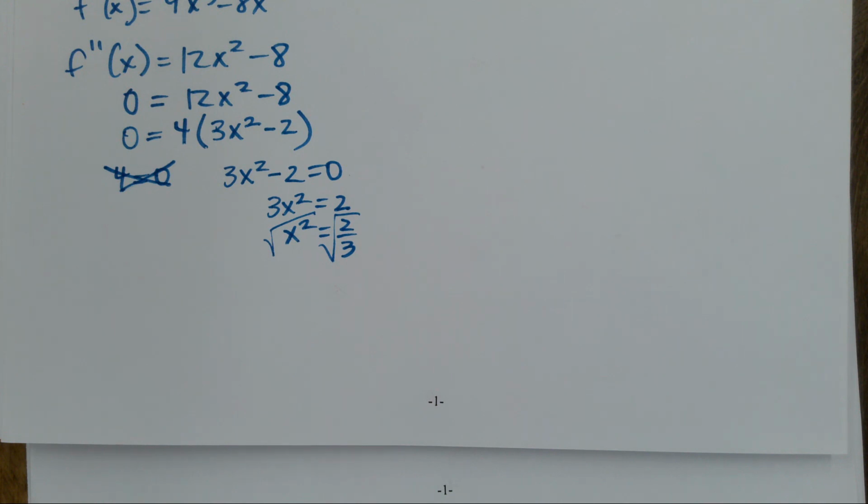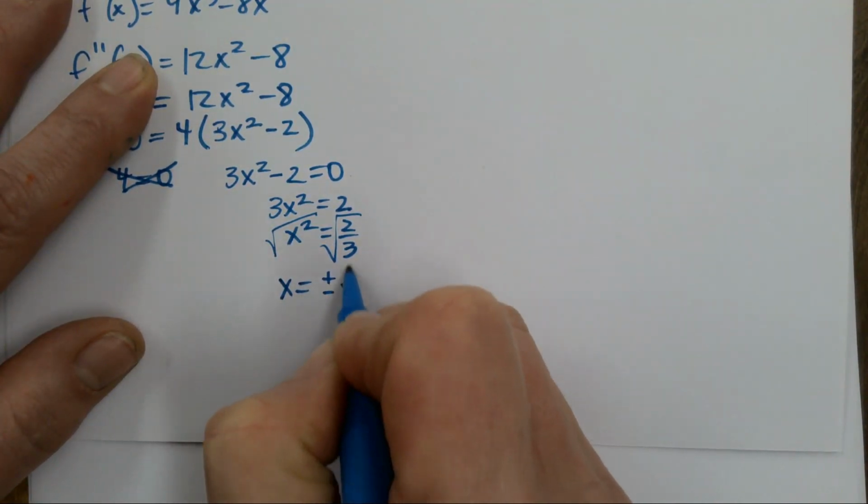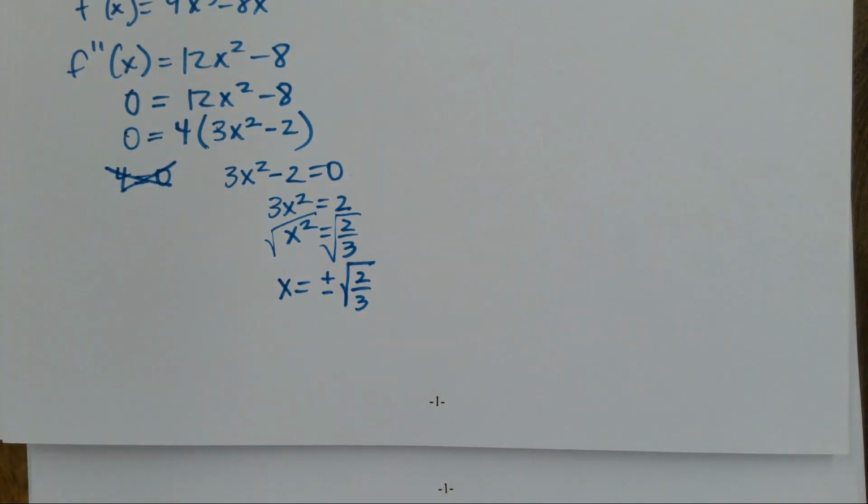Here is a mistake that is going to happen over and over and over again, and I wish that I could make it not happen. But please, please, please try to remember when you take the square root of a number, it is plus or minus. When you take the square root of a number, it's plus or minus, which means that I actually have 2 locations where this changes concavity.